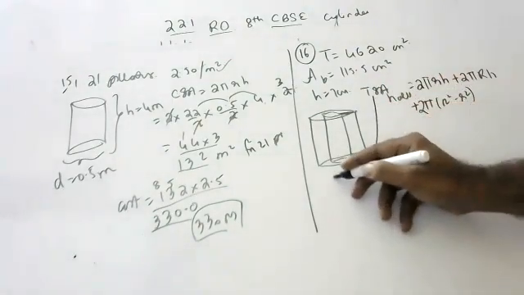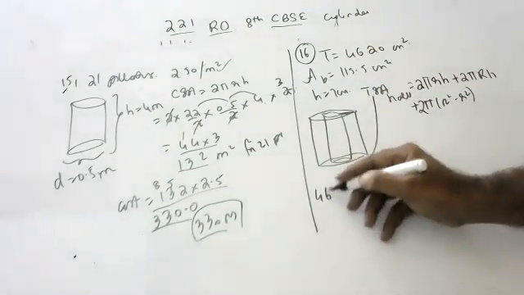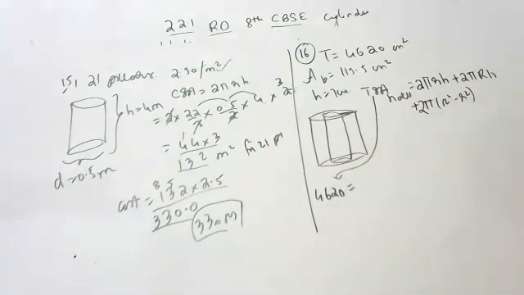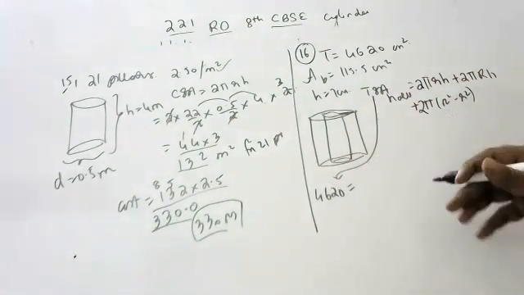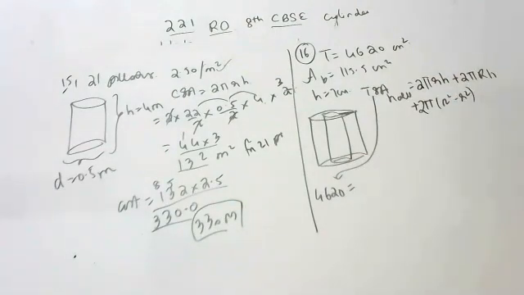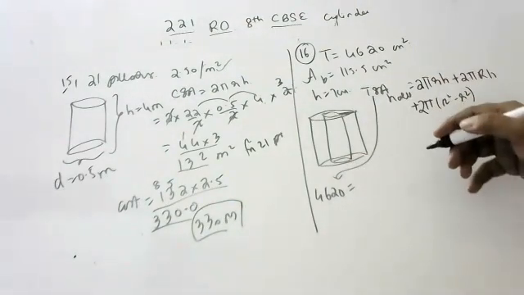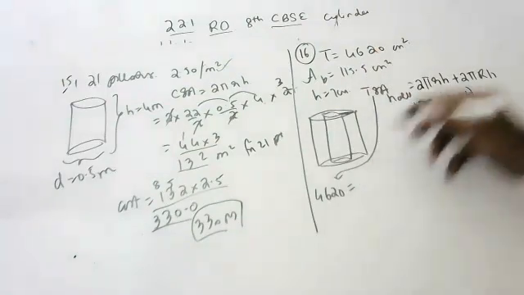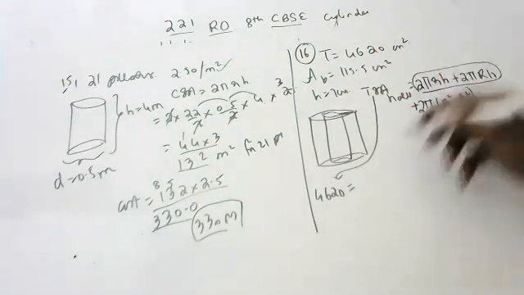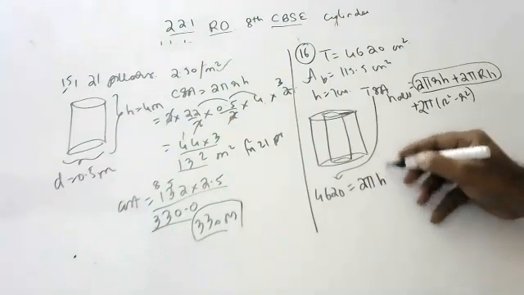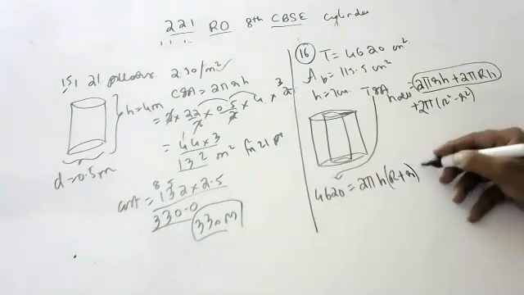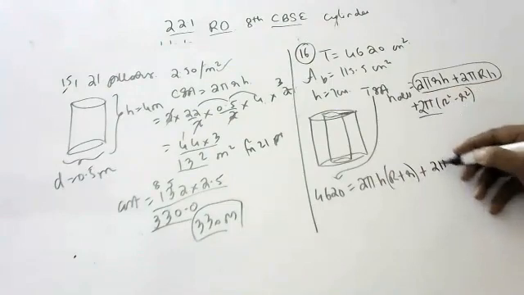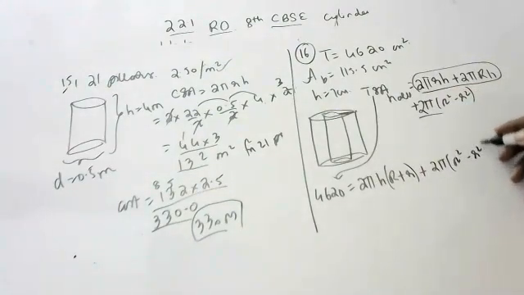So how much is the TSA given? TSA is given as 4620. They have given the height. How much have they given? 7 centimeters. In this, what can we take common? 2 pi h, 2 pi common: R plus r, and in the ring, bigger square minus smaller square.